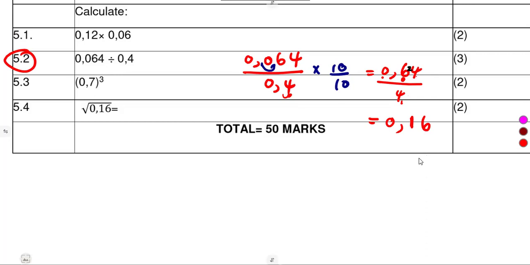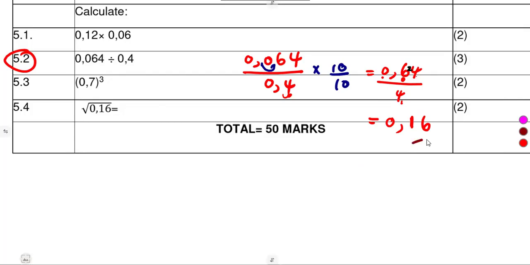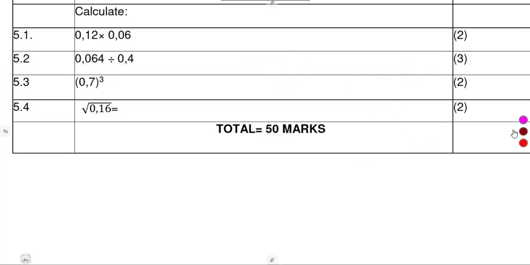You're supposed to be very careful. Use your calculator as well to prove that. That's 0.064 divided by 0.4, which is 0.16, as you can see. So that is it. You've got free marks there.